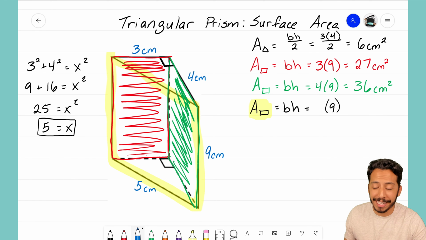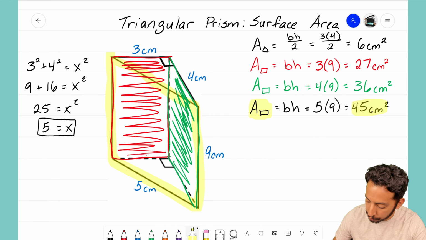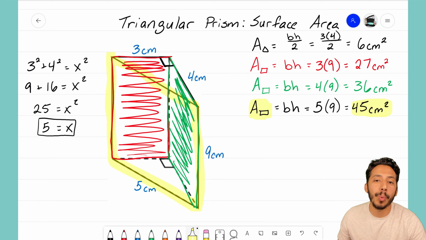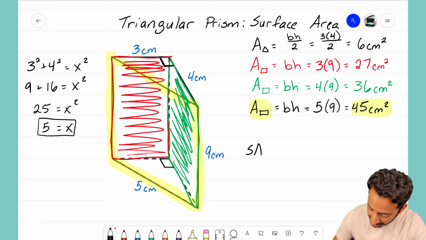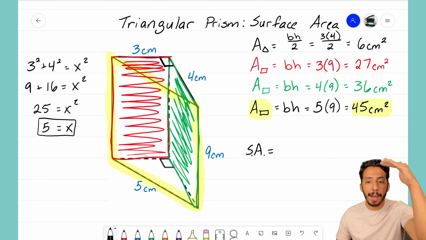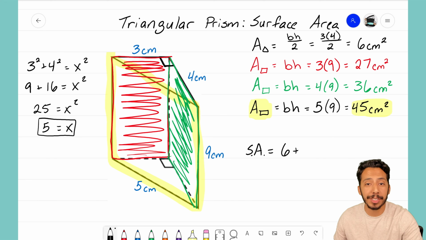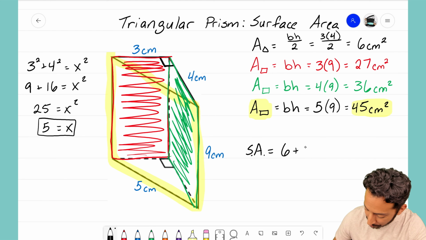We're going to go ahead now and plug that back into our area formula. We know that that missing side there is 5. 5 times 9 gives us an area of 45 square centimeters for our front rectangle. We now have all of the pieces we need to determine this triangular prism's surface area. So let's go ahead and do that. For surface area, I just need to add up the areas of all the sides. Now the top triangle, we know that is 6 square centimeters. We know the bottom one is also 6 square centimeters, my bad.